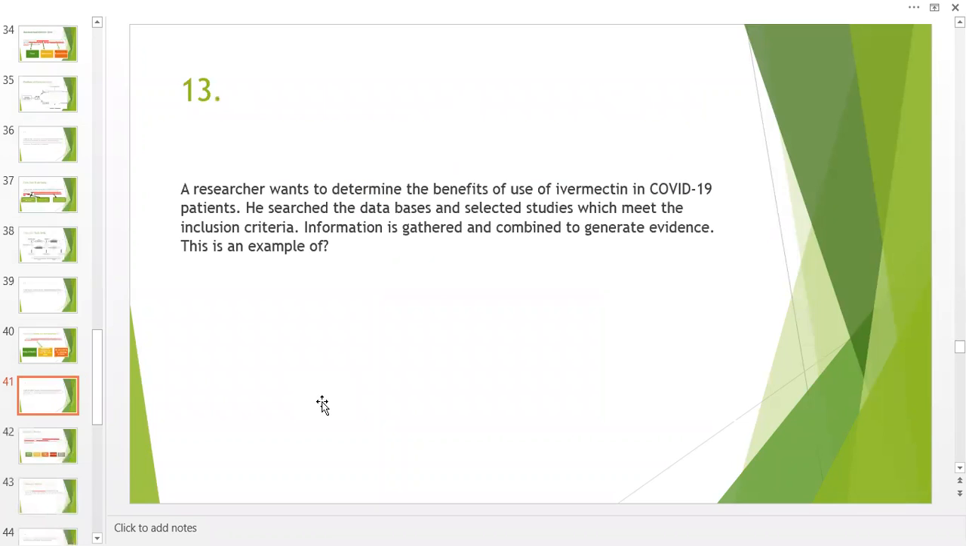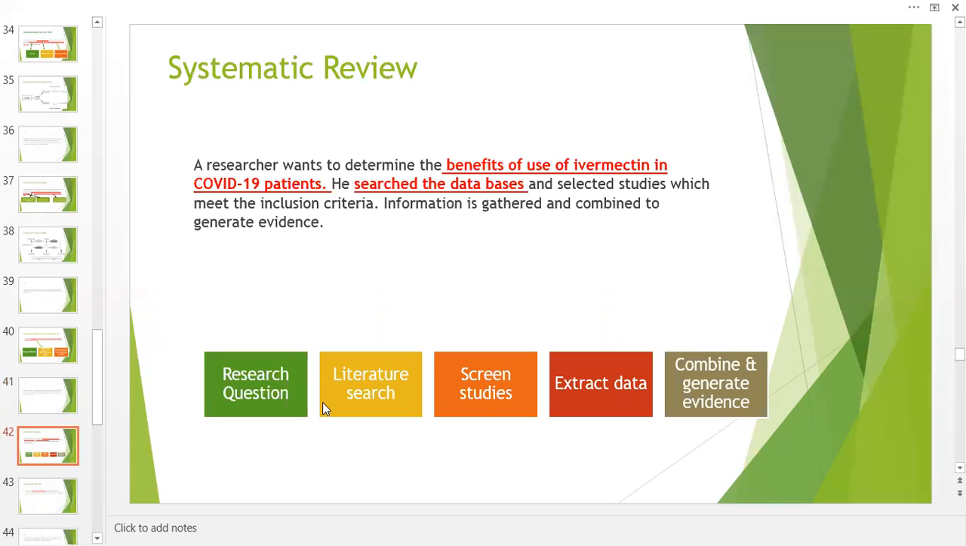Scenario number 13, a researcher wants to determine the benefits of use of ivermectin in COVID-19 patients. He searched databases and selected studies which meet the inclusion criteria. Information is gathered and combined to generate evidence. This is an example of a systematic review.